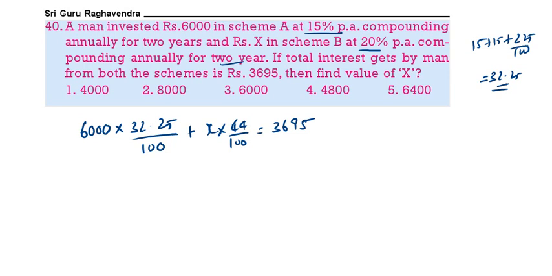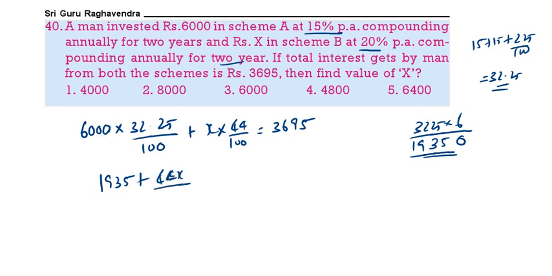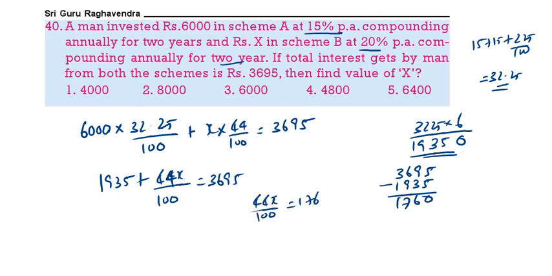Now, do the calculation. First, 3,225 into 6, that gives 1935. This is 1935 plus 44x by 100 is equal to 3695. Now 3695 minus 1935 is equal to 1760. So 44x by 100 is equal to 1760. So the x value is 4000. 4000 is the correct answer.